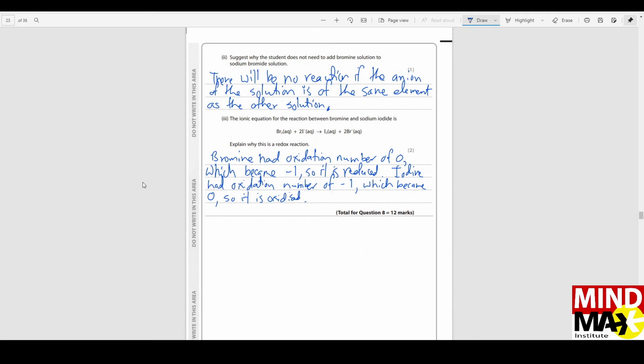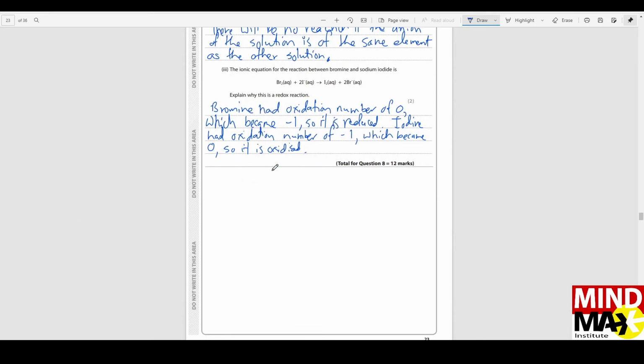Then suggest why the student doesn't need to add bromine solution to sodium bromide. There will be no reaction if the anion of the solution is the same element as the other solution. So you have bromine solution which contains bromine, and you have sodium bromide which contains bromine as well. So you have two things which contain bromine, they will never react. Whenever both substances contain the same element, they will never react.